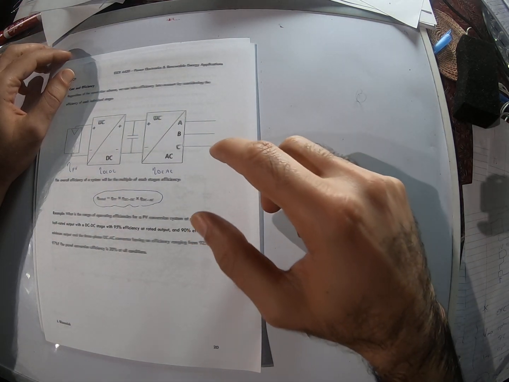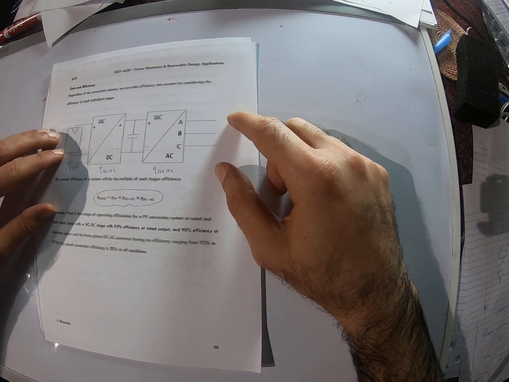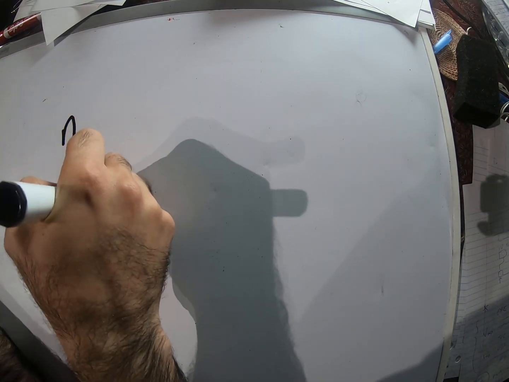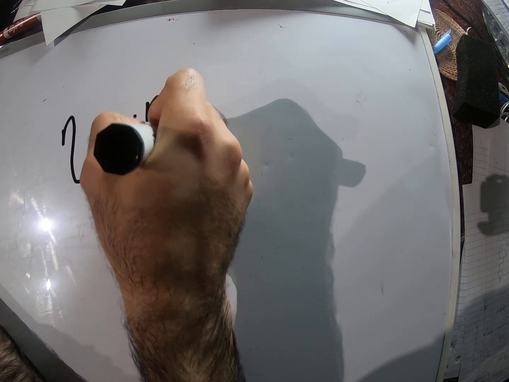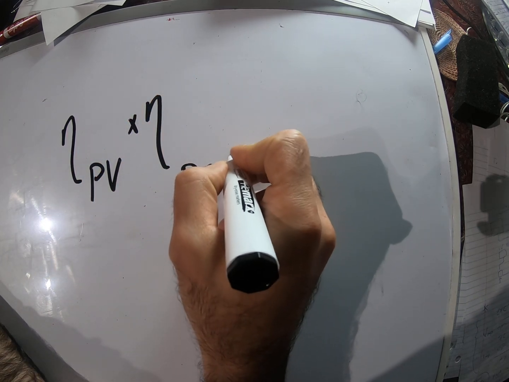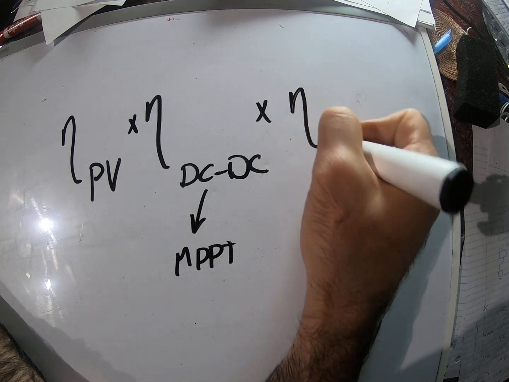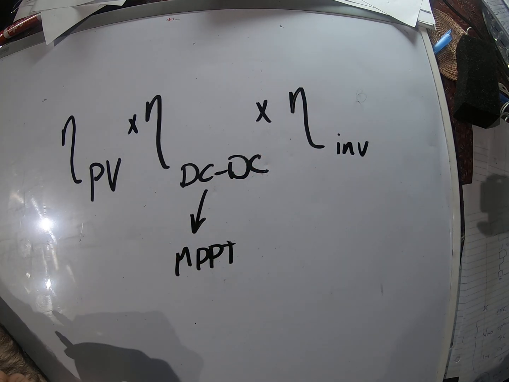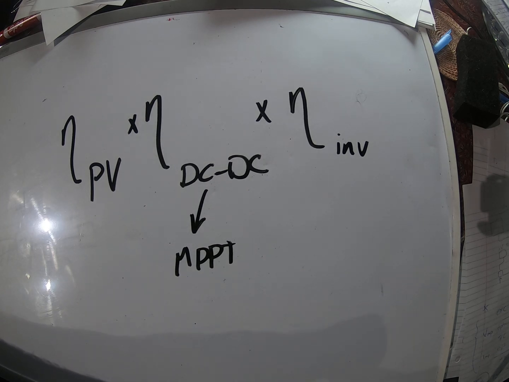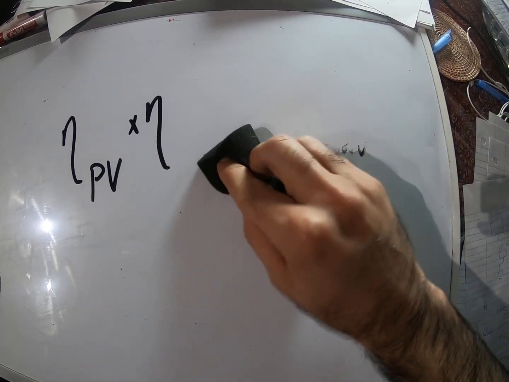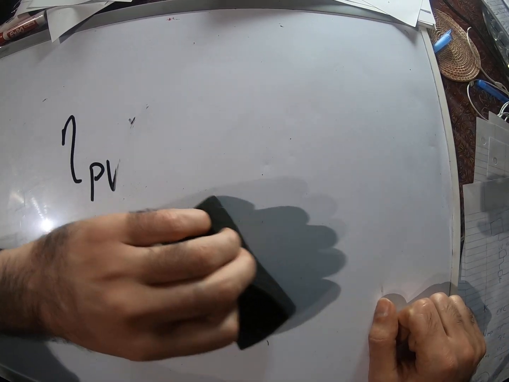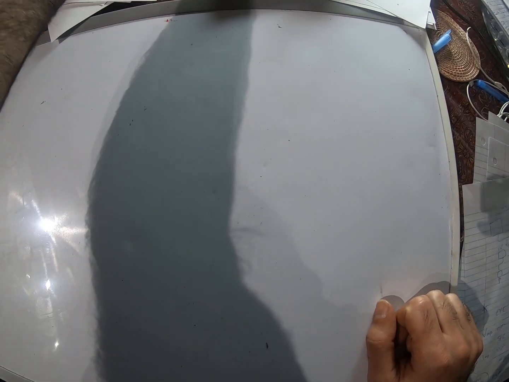So that's another thing I have to mention. If you want to calculate your overall efficiency, you have to consider the efficiency of the solar panel. You have to consider the efficiency of the DC-DC converter, which is used for MPPT. And you also have the efficiency of the inverter. Okay, so that's how you can calculate the efficiency of a solar panel system. Okay, and I think that's it. That's all I wanted to cover this time.